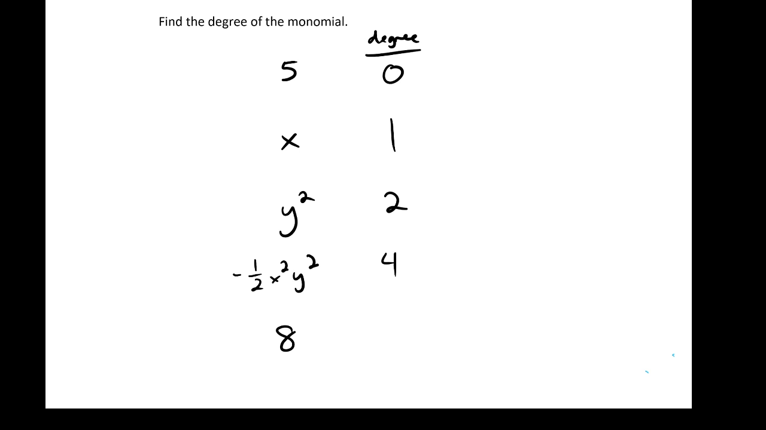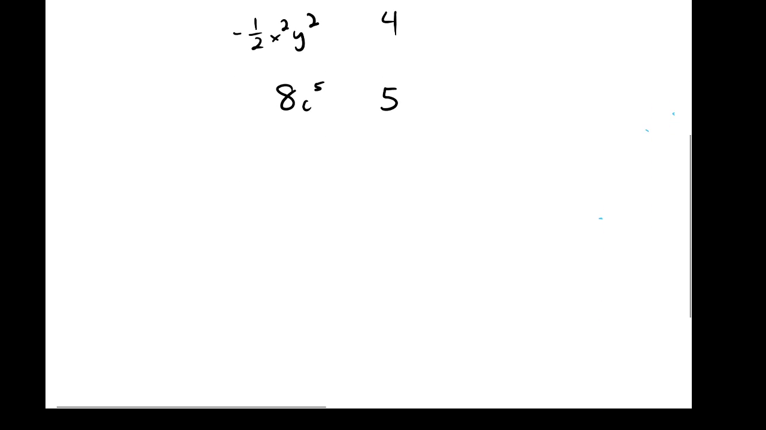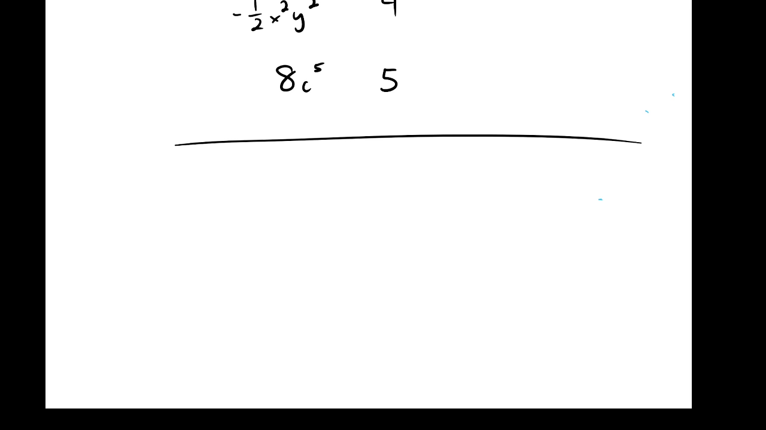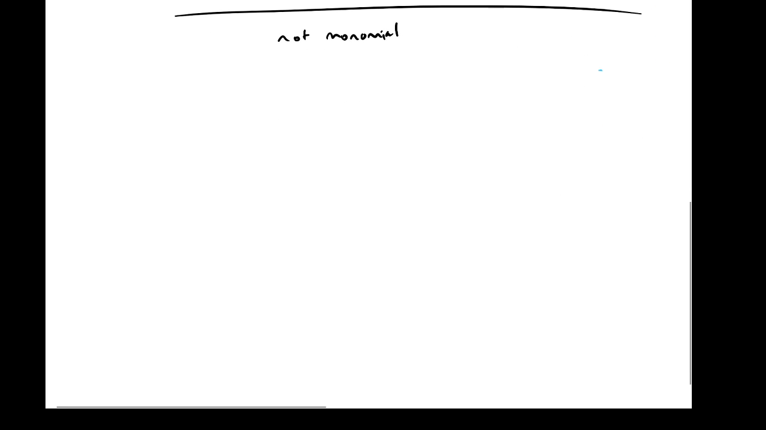And yet one more. Let's do 8c to the 5th power. This is a 5th degree polynomial. Very straightforward, we're just going to take that exponent 5 and bring that down. All right, next, some things that are not monomials. Everything that we just worked with was a monomial. It was a single term.